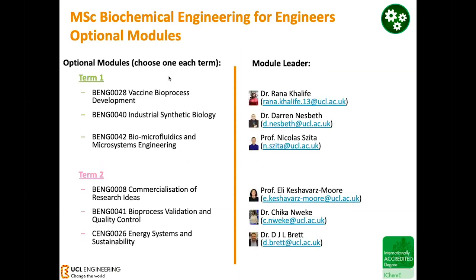Now, both in term 1 and term 2, you get to pick one optional module out of the 3 available in either term. So you can see the options here. Term 1, vaccine, synthetic biology, and microfluidics. And term 2, commercialization, validation, and energy systems and sustainability.